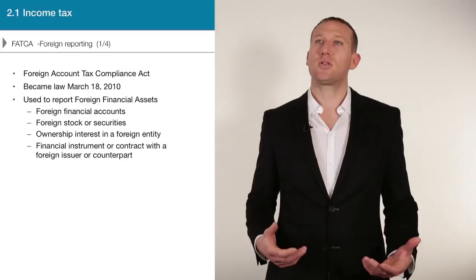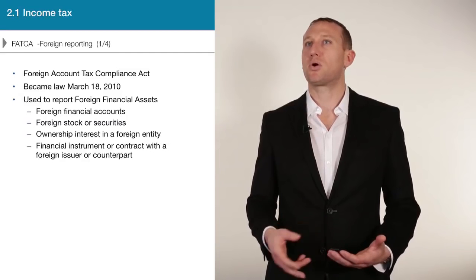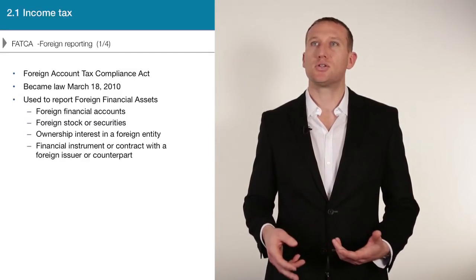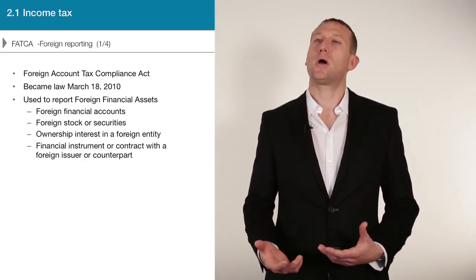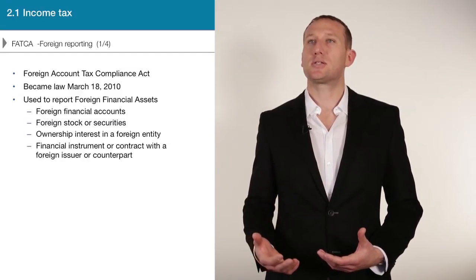Tax laws. But basically what FATCA does is it adds a new form that has to be attached to your tax return to report what they call foreign financial assets. Foreign financial assets are bank accounts, brokerage accounts, certain insurance policies, annuities, financial assets of that nature, as well as stocks and securities of foreign entities. Can also include a financial instrument or contract with a foreign issuer or counterparty. That's normally going to be an insurance policy, an annuity, or something of that nature.